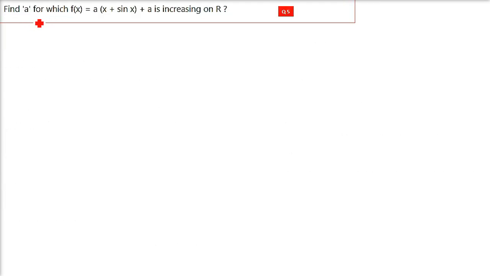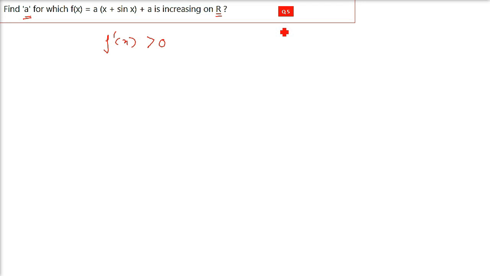Find a for which f(x) is equal to ax plus sin x plus a is increasing on R. So find a for which this is increasing. The first thing first is differentiation. You have to differentiate this function f(x). So the main thing which I tell always is the logic. The writing part I leave up to you. First thing, f dash x should be greater than 0.